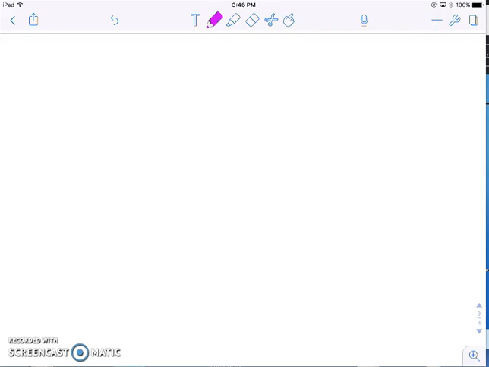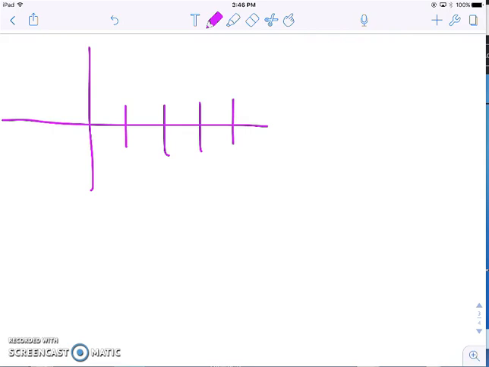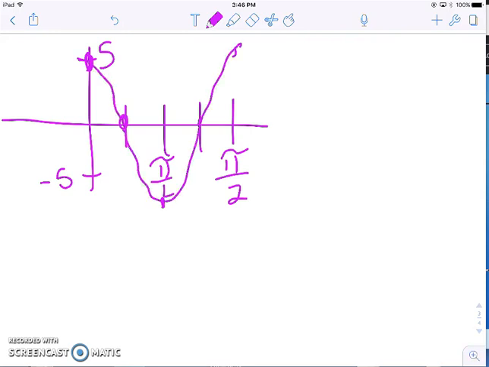Now, let's say we were given a graph, maybe only part of the graph, and it looked like this. And we were asked to write an equation for it. Well, I see the starting value. It starts right here, so right away that's going to tell me it's a cosine. Our amplitude is going to be 5, but we have to figure out that b value.